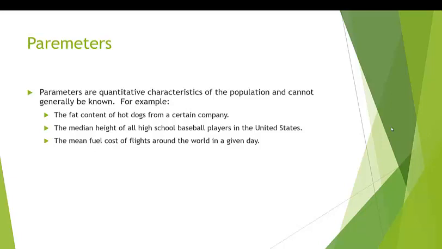Again, that might be a little easier to get, but that's still a ton of data that's going to be very difficult to get. So these are things within the larger population that are unattainable because the population is so large. And so even though they're quantifiable, we cannot generally know them because of the population and the size of it. And these characteristics we call parameters.